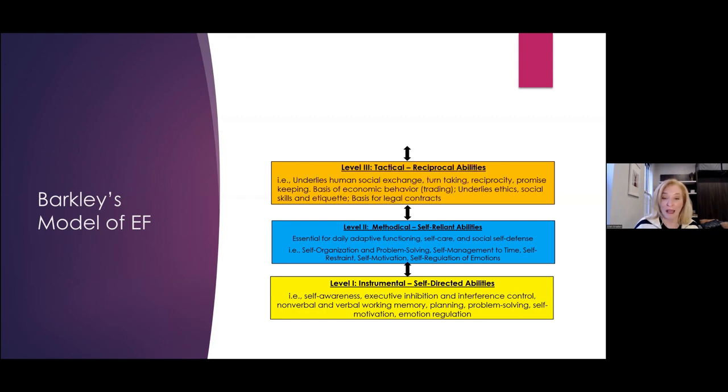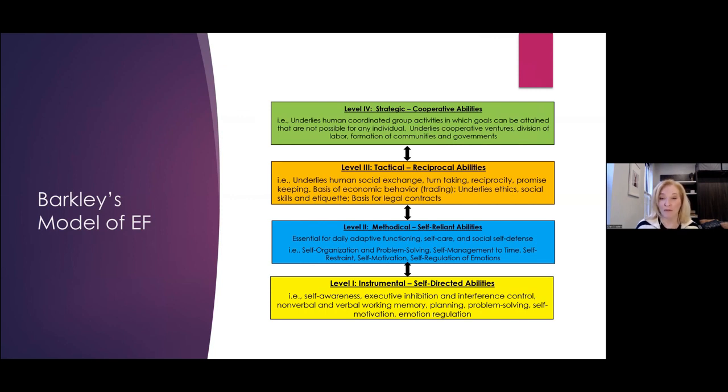And then at the top, we've got those cooperative abilities. If we think about the car driving along the road, a person with a license, this is like, where am I going and how am I getting there most efficiently? So it's a group situation. It is thinking about, okay, what do I want to do for my next job, for example? It underlies any kind of cognitive venture, division of labor, formation of communities, formation of classroom situations.